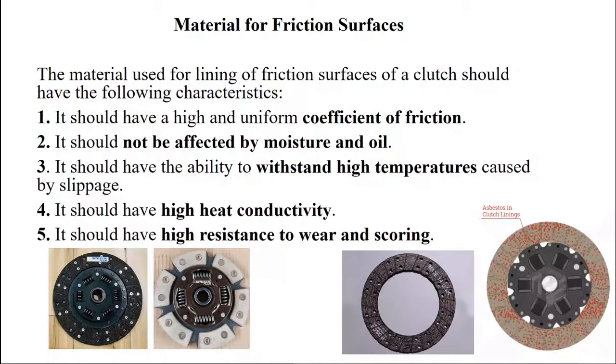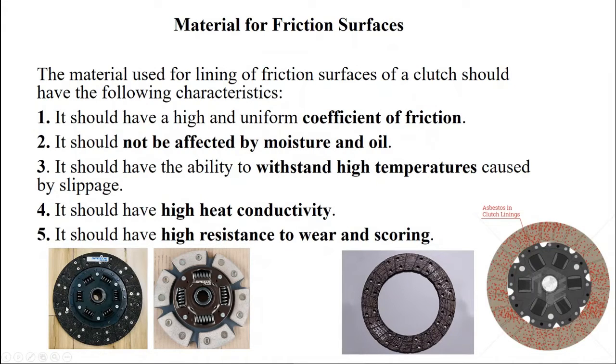Since they are always moving at high speed, the temperature of operation will also be very high, so they should be able to withstand such high temperatures. They should have high heat conductivity. Whatever heat is generated because of friction, they should be able to dissipate it quickly. High resistance to wear and scoring. They should not get damaged fast. These are some different materials used for friction surface in clutch.